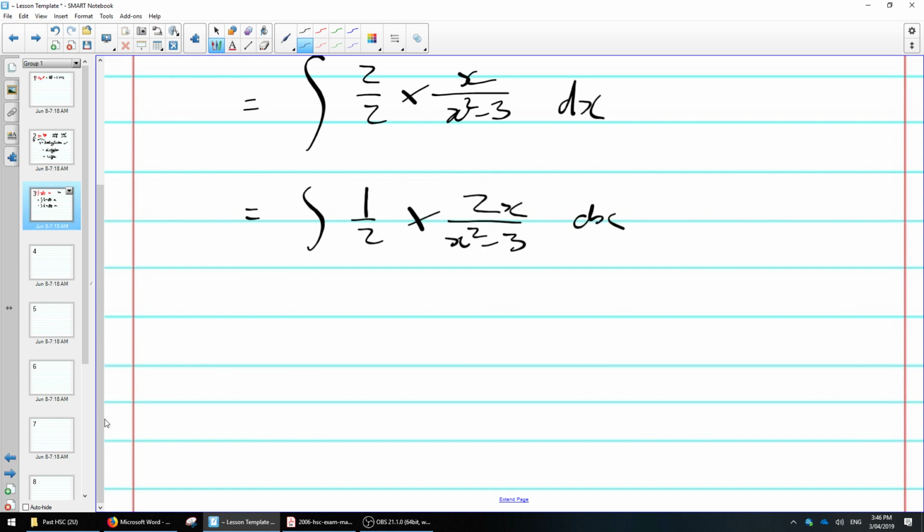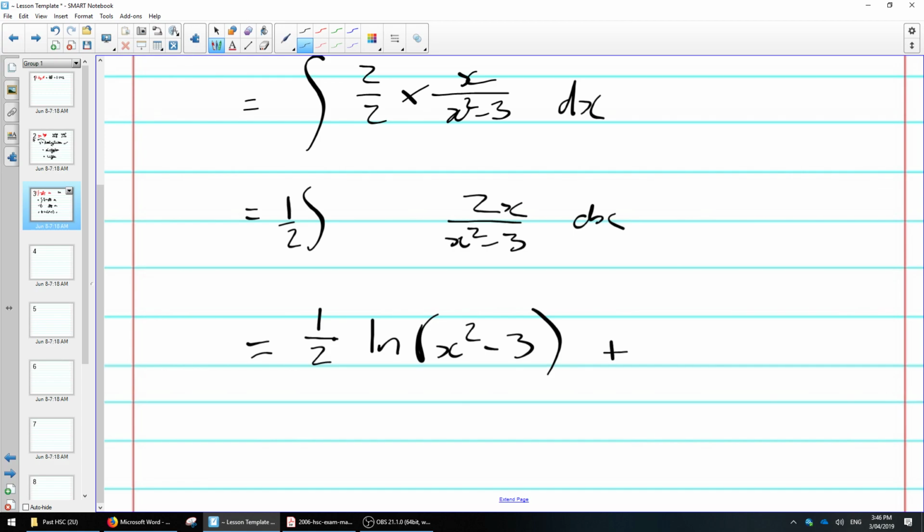And remember what we can do is take that half and bring it outside. Now I can integrate that, because now the derivative of the denominator is the numerator. So we're just going to do half ln x squared minus 3 plus c.